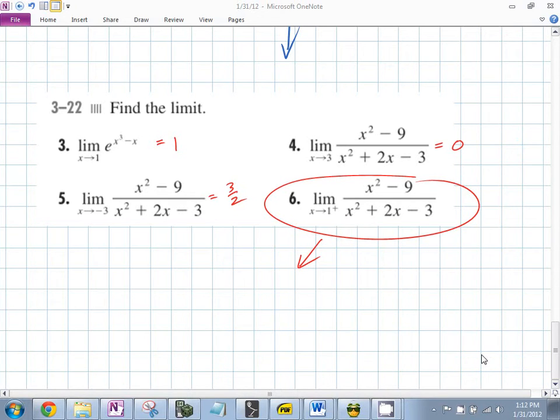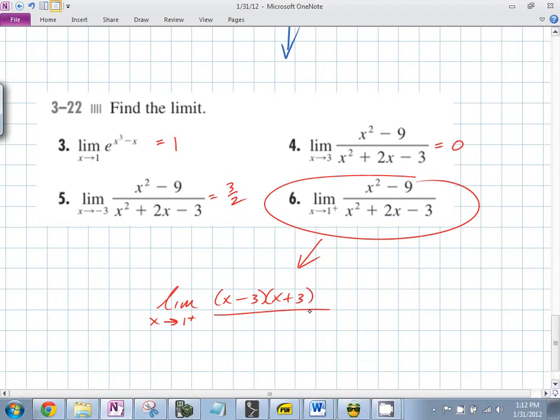As x goes to 1 from the right, what's the numerator going to factor into? Yes, x minus 3 times x. And what's the denominator factor into? x minus 1. What cancels? Okay, so now the question is, what do you do next?